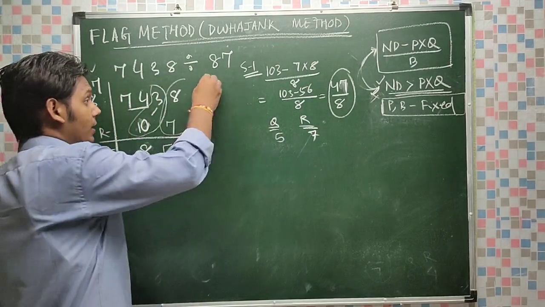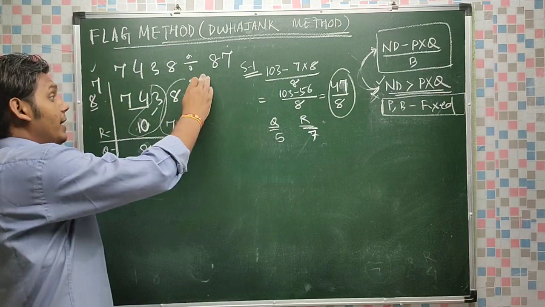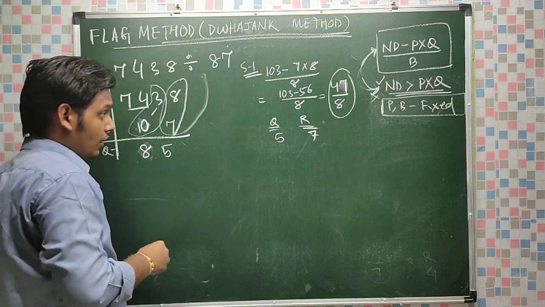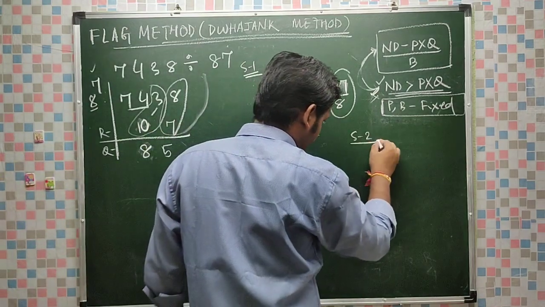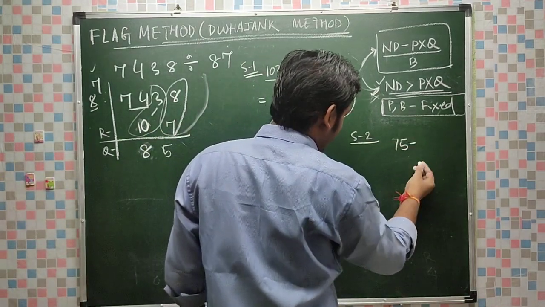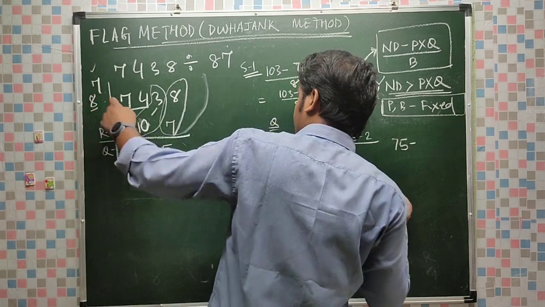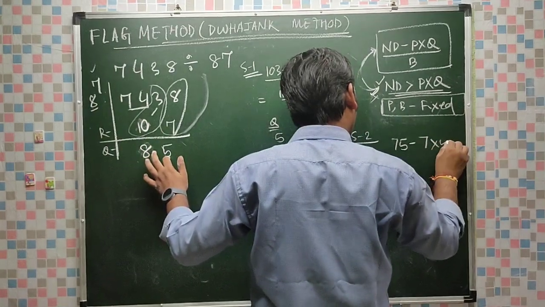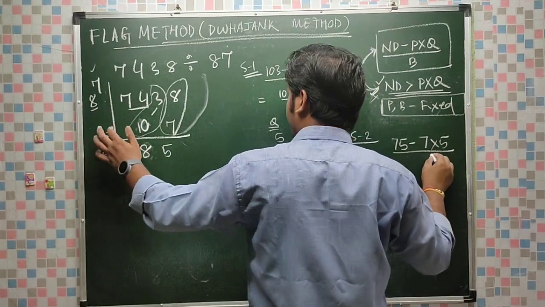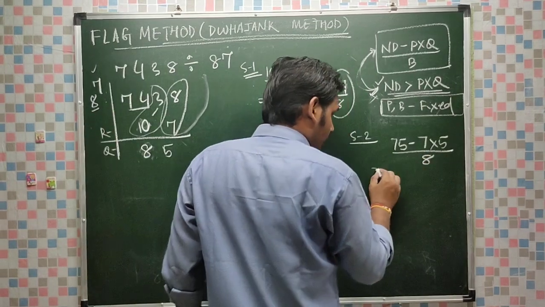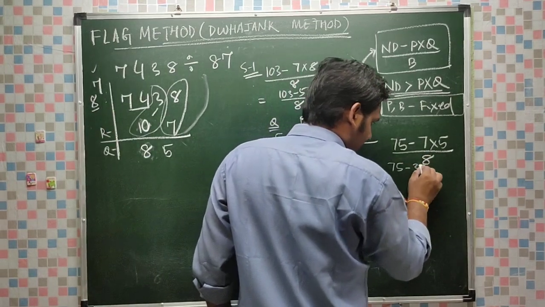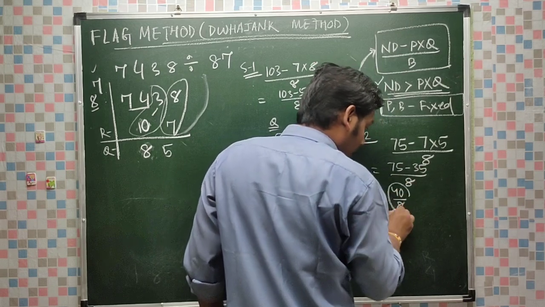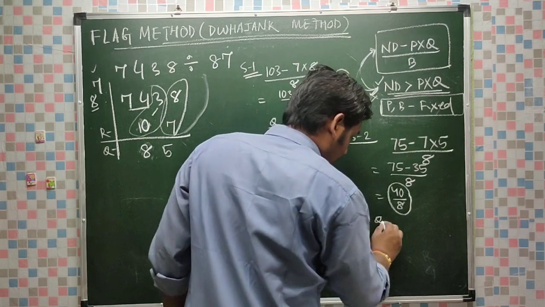Now again you have to check. New dividend is 78, which must be greater than 7 fives, 35. 75 is greater, so we can go to step 2. New dividend is 75 minus 7 into 5, divided by base. This is 8. So 75 minus 35 by 8, that is 40 by 8. See, here it is properly divisible.